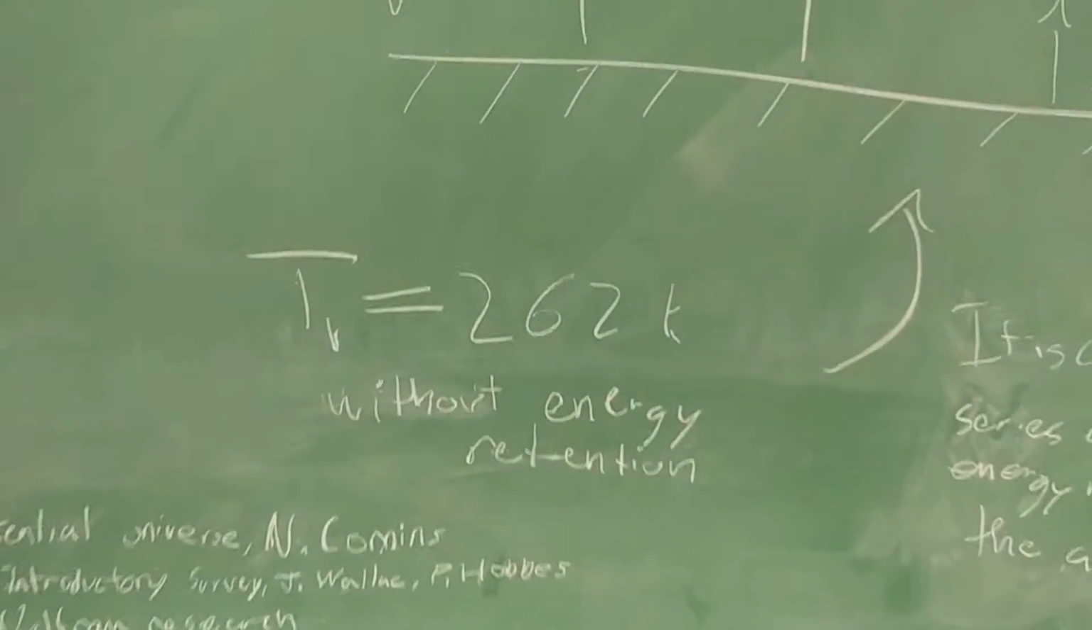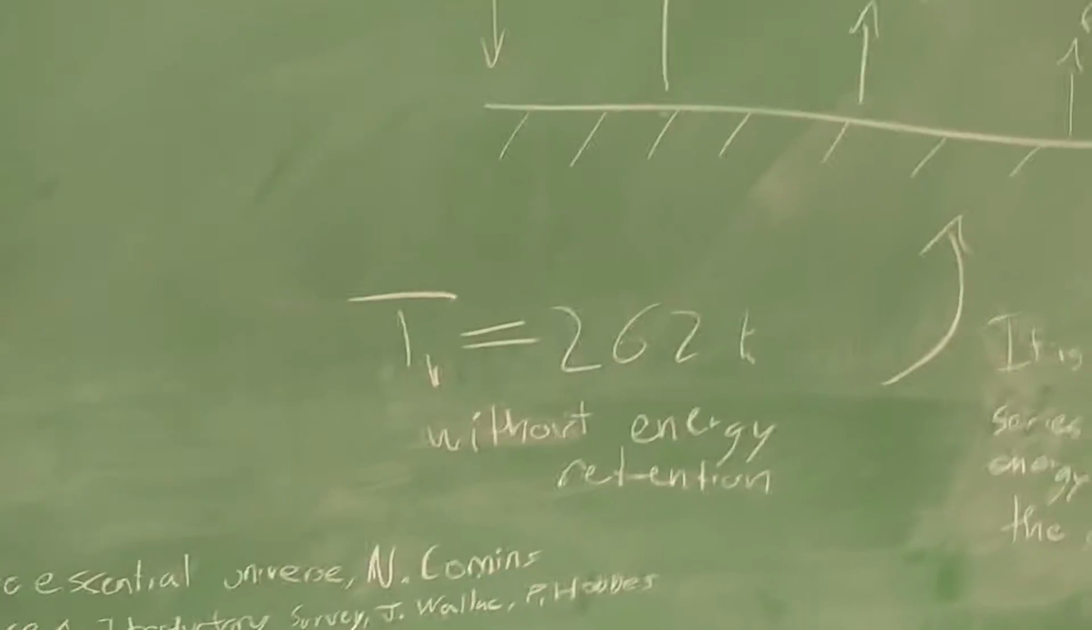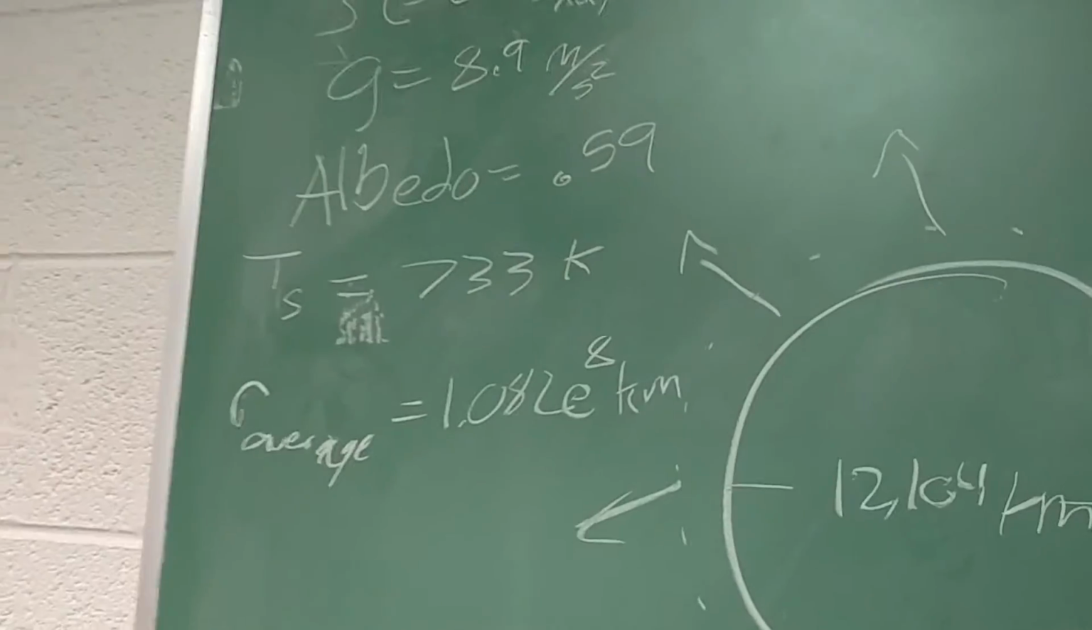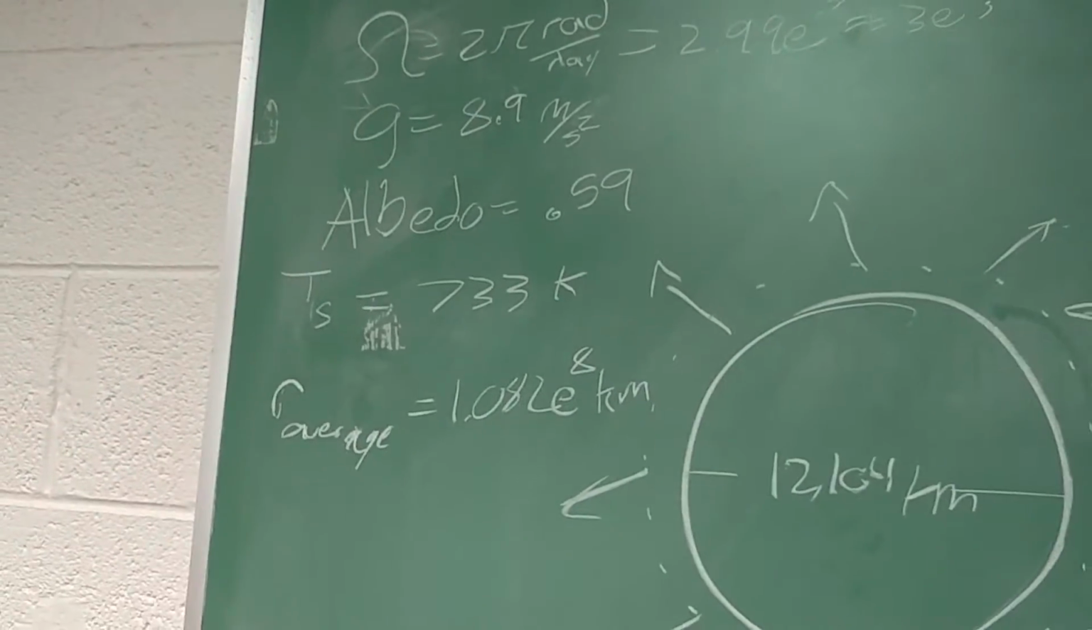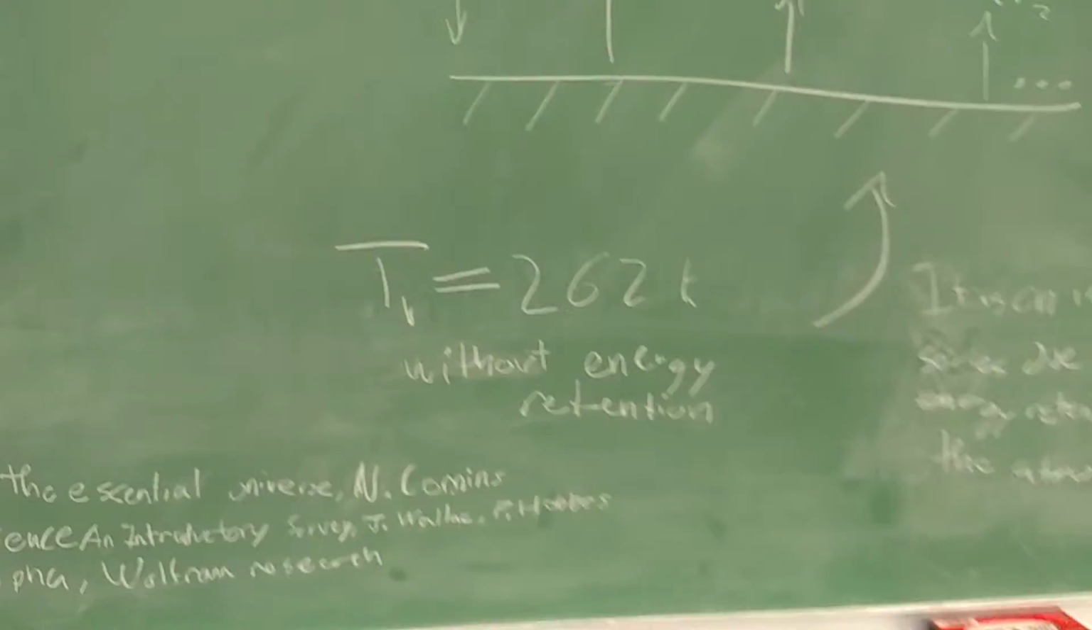And what we get is 262 Kelvin. This is without energy retention due to the atmosphere. So we know that Venus's surface temperature is 733 Kelvin. So we know there has to be some energy retention due to the atmosphere.